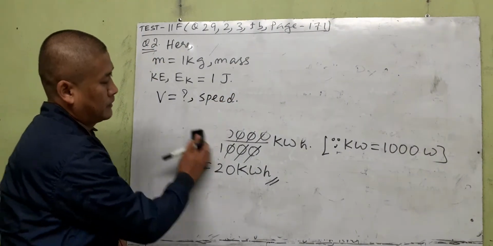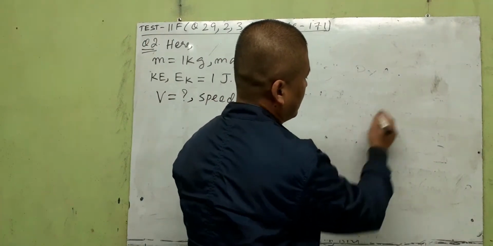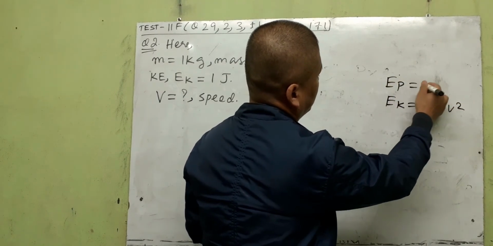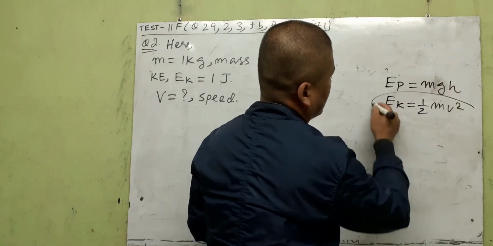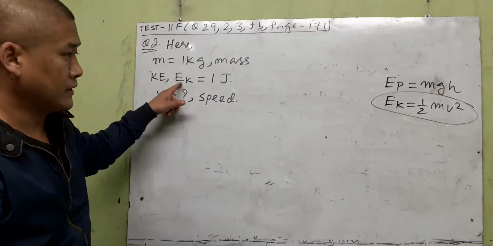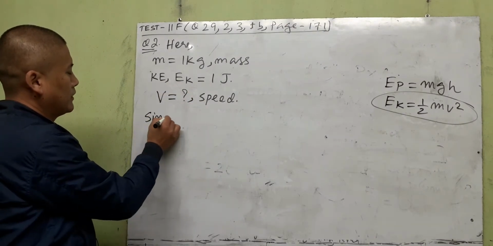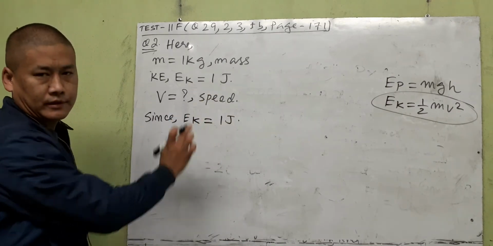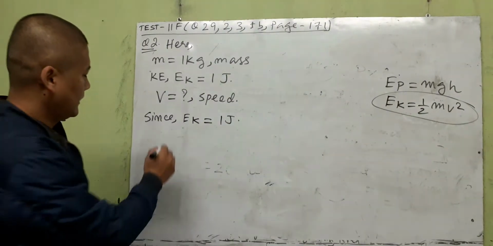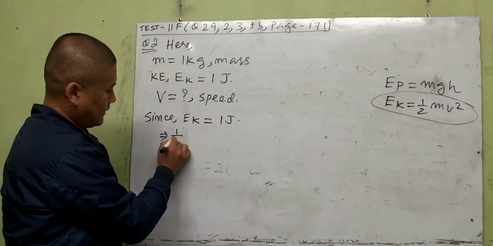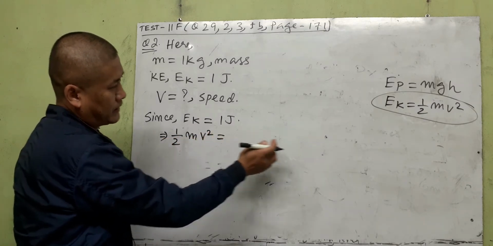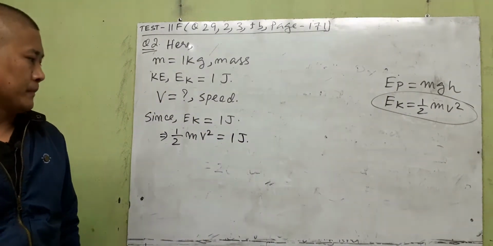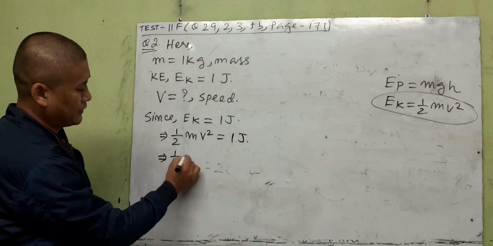Now we know, in this chapter, the two main equations are, kinetic energy is half mv square, and potential energy Ep is mgh. In this case, we are using kinetic energy, as you can see, so half mv square. So keep that in our mind, and we proceed as, since it is given Ek is equal to 1 joule. Just writing what is given in the question. Right, so here, Ek is half mv square. We replace this Ek by half mv square, and this need not change. The same thing, 1 joule is written. It's just a matter of putting the right values in the right places.